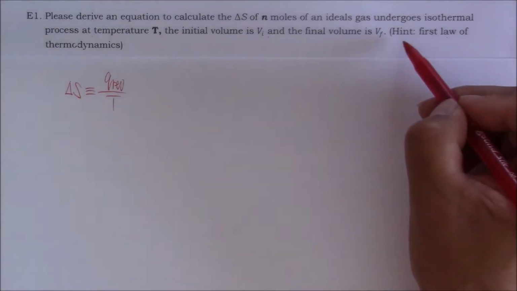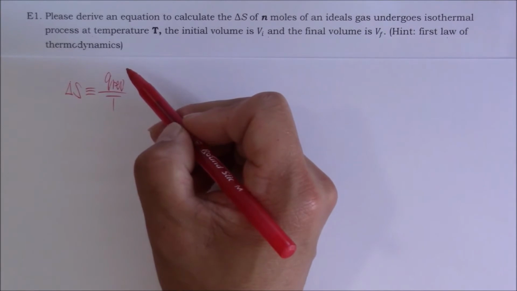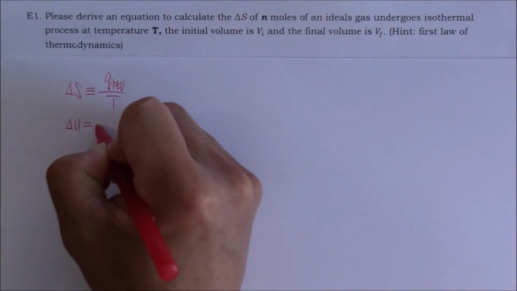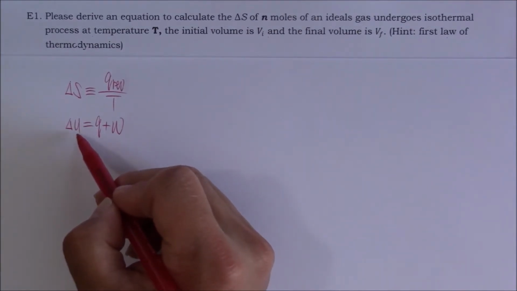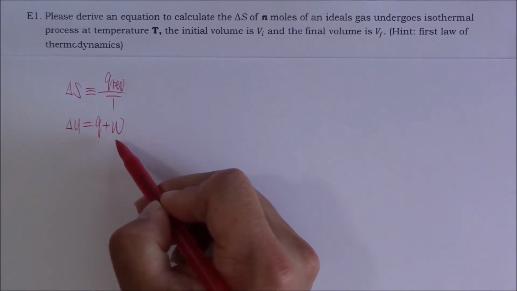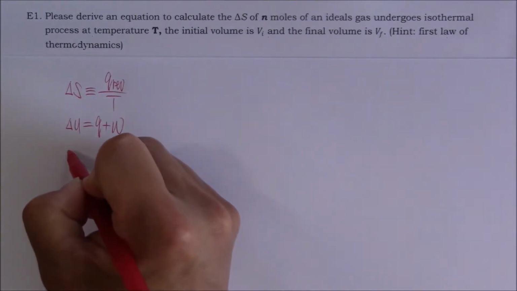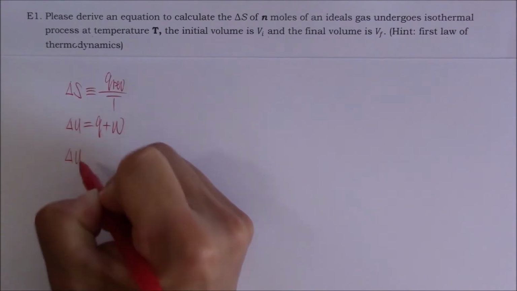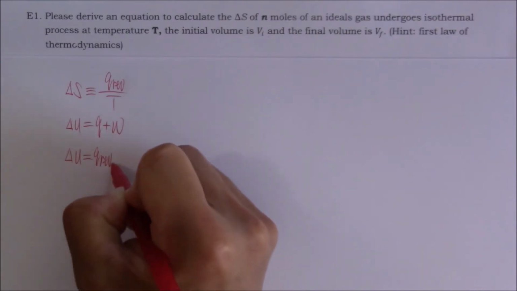Since the hint says we need to use the first law of thermodynamics, let's put down the first law of thermodynamics. The change of internal energy is equal to the heat plus the work during the process. I want to emphasize this is a universal relationship. That means it applies to any process, including an isothermal reversible process. Therefore, we get delta U equal to Q reversible at temperature T plus W reversible at temperature T.